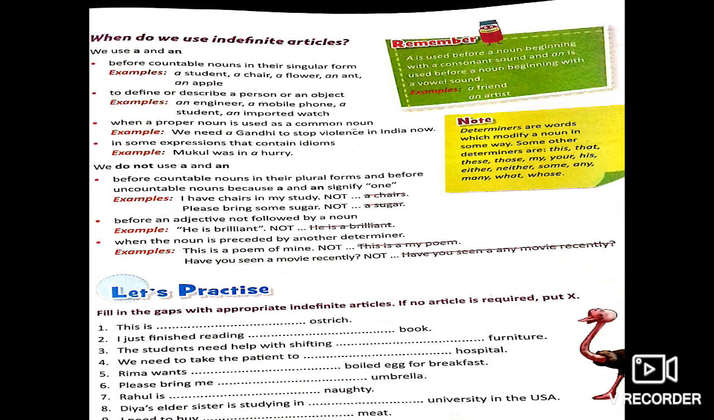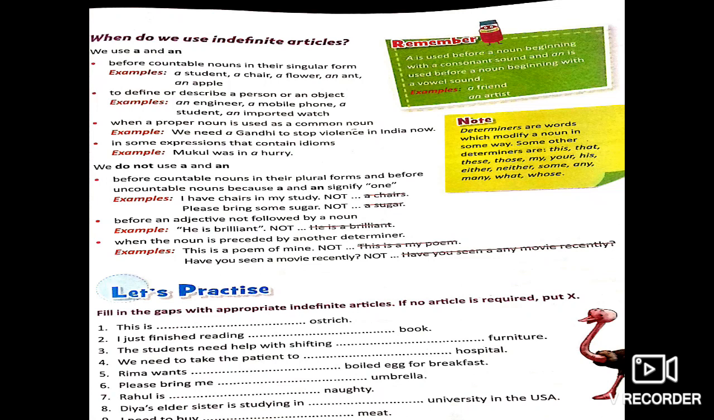Now, when do we use indefinite articles? Indefinite articles are used before countable nouns in their singular form. Examples: a student, a chair, a flower, etc. So, before countable nouns in their singular forms. To define or describe a person or an object. I repeat, to define or describe a person or an object. For example, he is an engineer. This is a mobile phone. I am a student, etc.